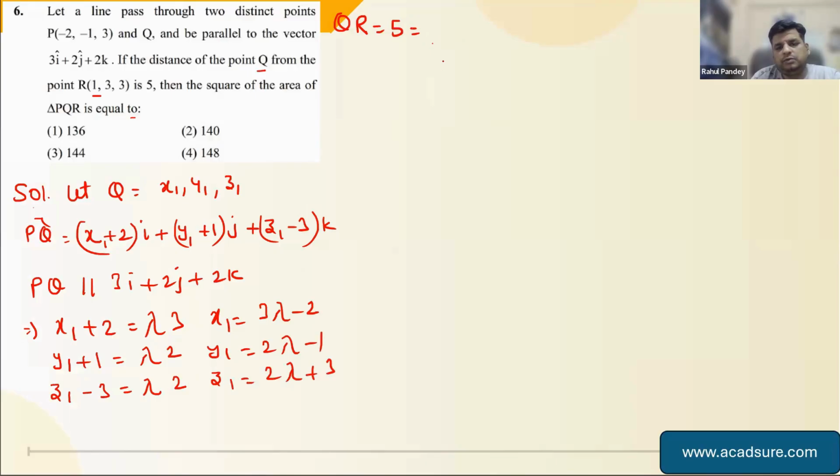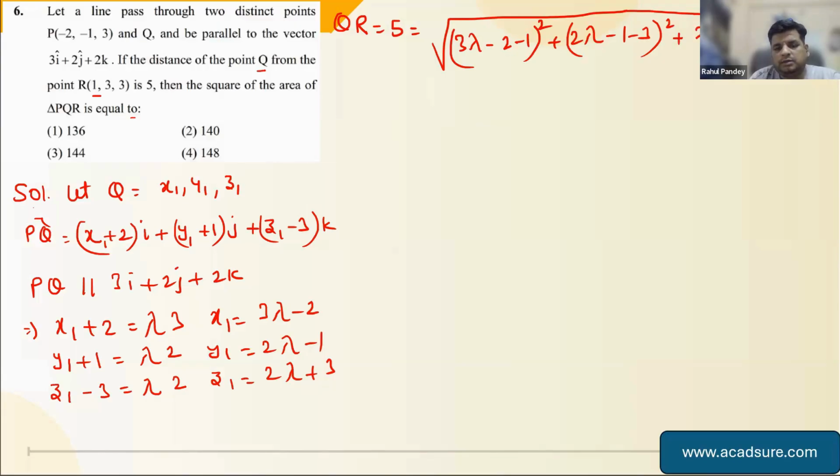5 is equal to the root of (3 lambda - 2 - 1) whole square plus (2 lambda - 1 - 3) whole square plus (2 lambda + 3 - 3) whole square.